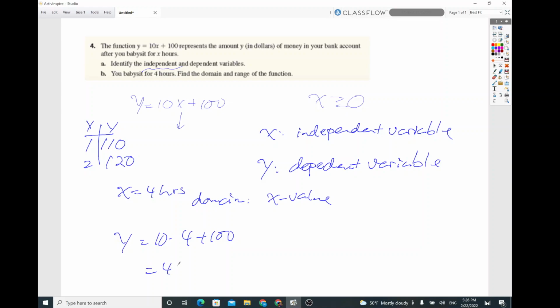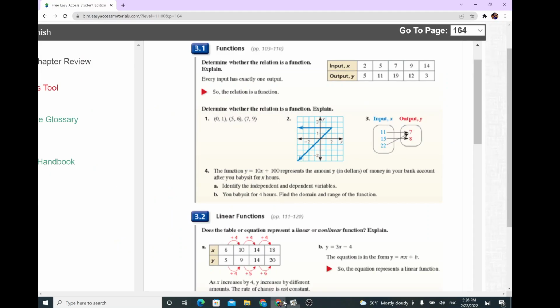So we got 40 plus 100, then that'd be 140. So $140. Okay, so just like that. And now let's find out the next section here, linear function.